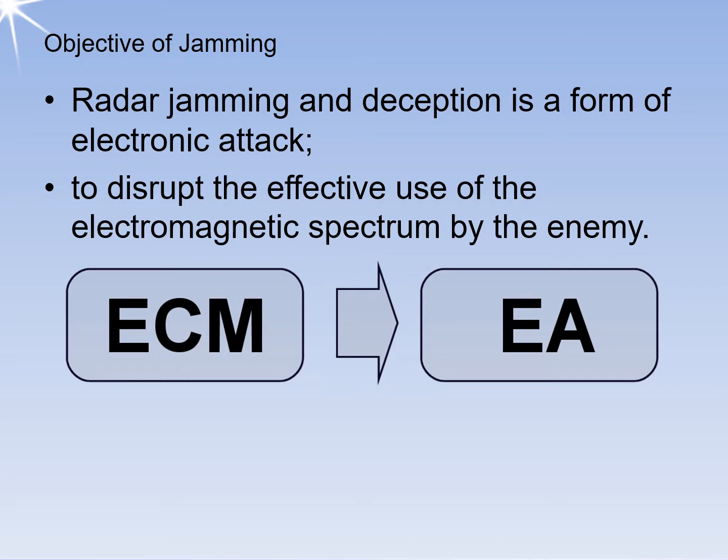Concepts that overlay the radar with signals, so its display is no longer readable, are usually called jamming. In contrast, systems that generate confusing or conflicting signals are called deception. Jamming is sometimes called soft kill because it temporarily disables an enemy asset without destroying it. The objective of jamming is to disrupt the enemy's effective use of the electromagnetic spectrum.